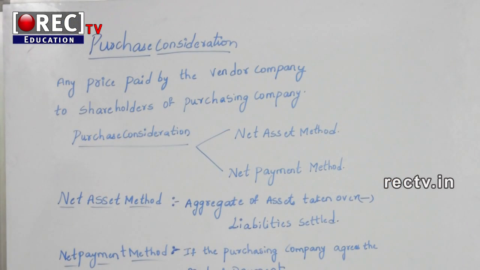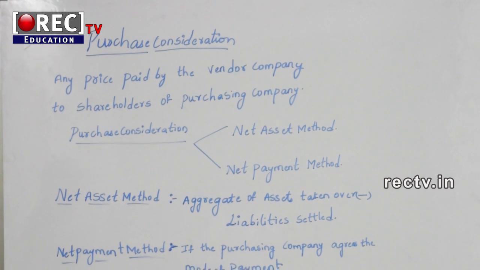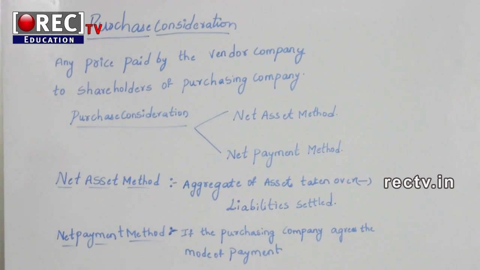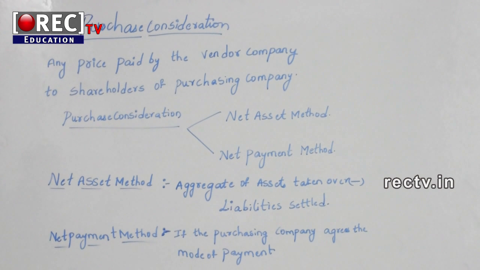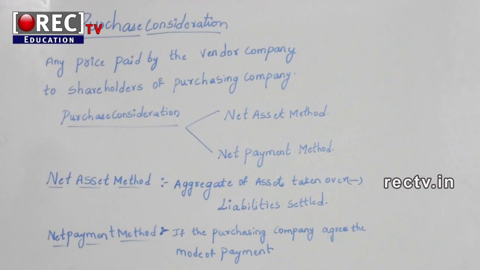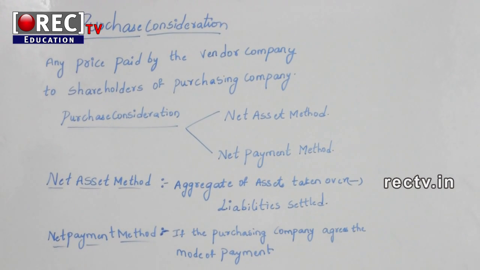Now let us see what purchase consideration is. Normally, if we buy any goods from another company, we pay consideration for that. Like that, under amalgamation, one company is purchasing the business of another company. So for taking that business, the company taking over the business of another company has to pay something to the owners of that existing company.